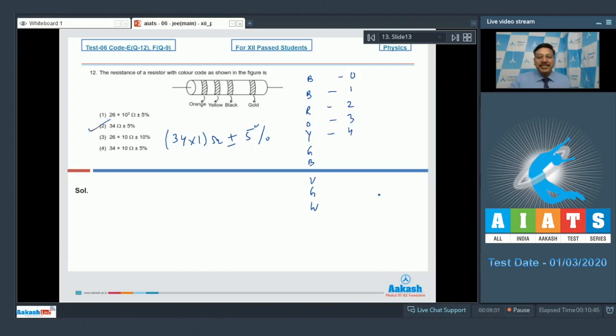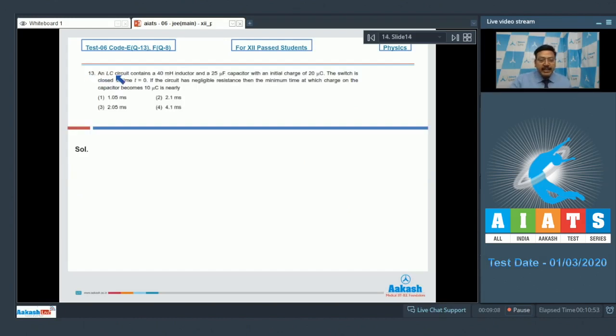Let's now go to the next question. Question 13 says an LC circuit contains a 40 millihenry inductor and a 25 microfarad capacitor with an initial charge of 20 microcoulomb. The switch is closed at time t equal to 0. If the circuit has negligible resistance, then the minimum time at which charge on the capacitor becomes 10 microcoulomb is nearly, and the four options are given. Well, the question is from the topic AC circuits and based on LC oscillations.